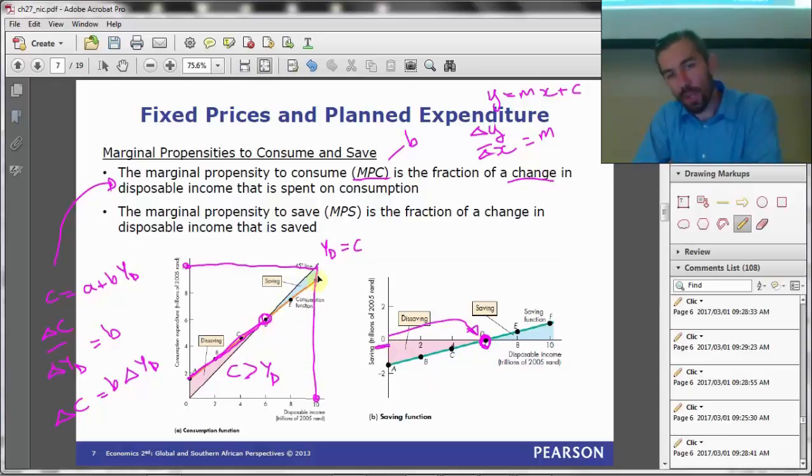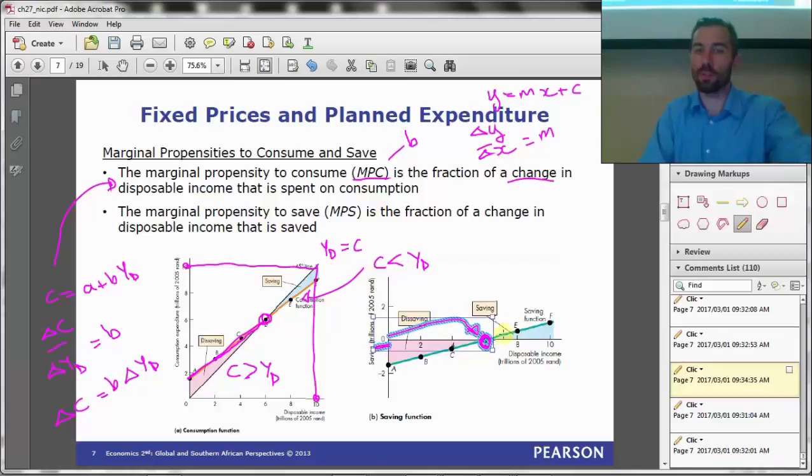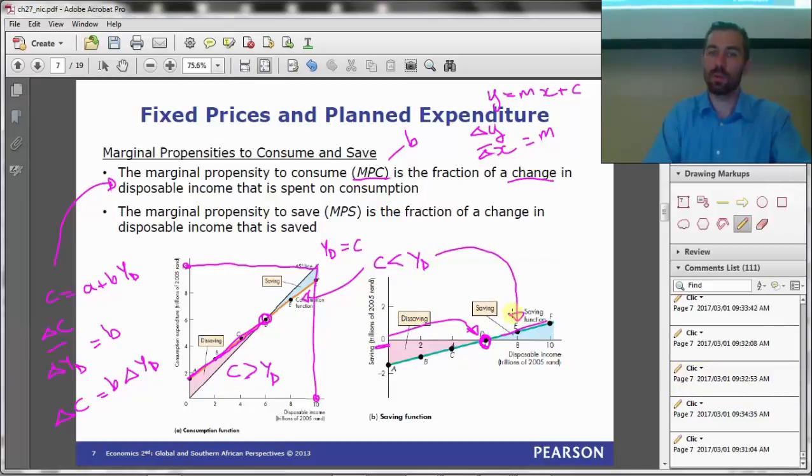Once our consumption function lies below the 45-degree line, are you happy that this must be an area where, if consumption lies below disposable income, savings are therefore positive? You happy with that idea? Now, obviously, I've drawn a consumption function here with a slope that is less than 1. The slope of the 45-degree line must be equal to 1 because it's a 45-degree line.